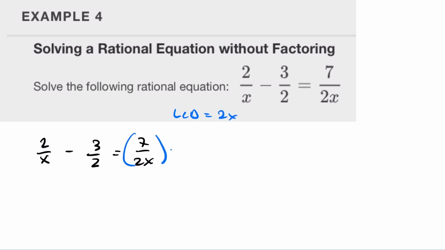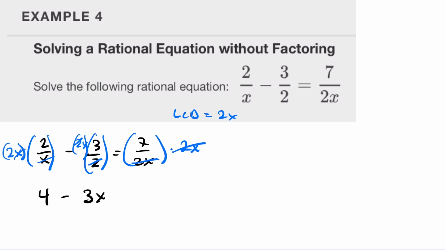So we're going to multiply this by 2x, and we're going to distribute the 2x over here. Ultimately it becomes 2x times this, 2x times this. These guys are going to cancel. The x's here cancel. 2 times 2 is 4. The 2's here cancel, and we're left with a negative 3x, and that equals 7. Notice the fractions are gone, right?